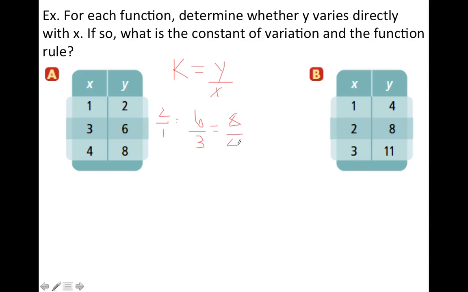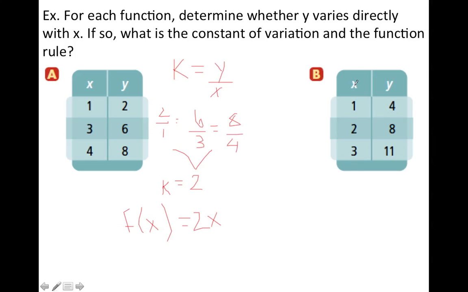When we reduce all of these fractions, we do get 2, because 2 divided by 1 is 2, 6 divided by 3 is 2, and 8 divided by 4 is 2. So our constant of variation, k, is 2. And to write our function rule, you have to write f of x. You take your constant of variation and put an x after it. So our function rule is f of x, or y, equals 2x.